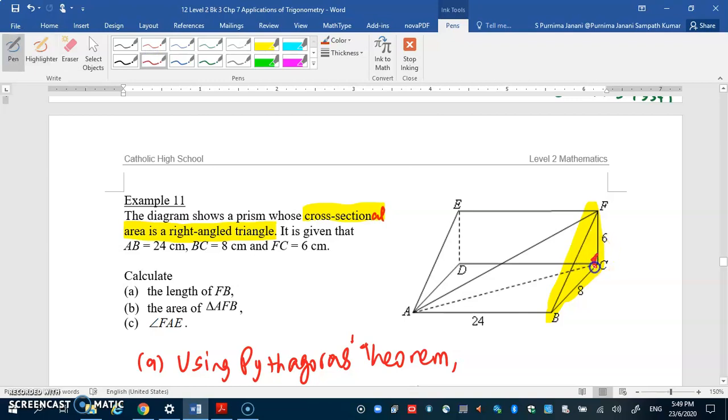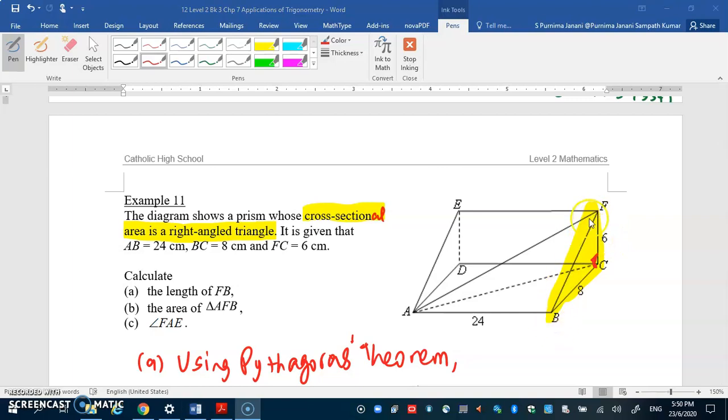And as you can see, if I cut the prism this way, right? If I slice it, slice it, I keep cutting, I will keep getting this right angled triangle as my cross-sectional area. So that's what they mean. And they have given some dimensions like AB is 24, BC is 8, and FC is 6 cm. So calculate the length of FB.